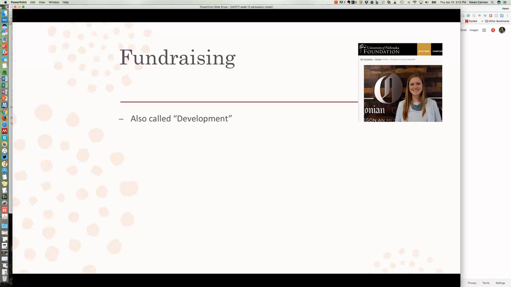Okay, so I said I'd talk a little bit about this idea of fundraising, because oftentimes that's one of the more direct ways that people in public relations have to write in a persuasive manner.